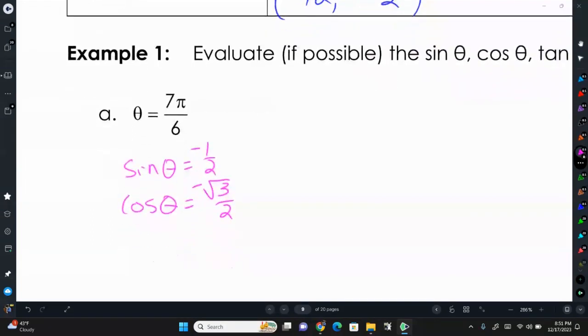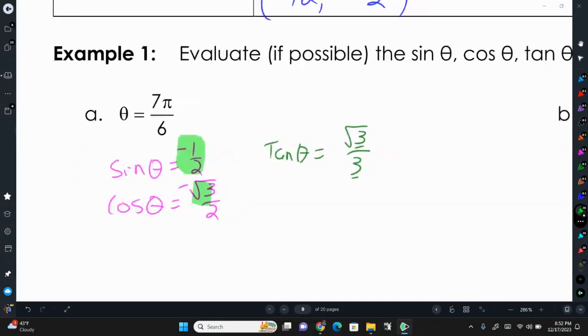Now the tangent for pi over 6, remember I just said, is square root of 3 over 3 because 3 plus 3 is 6. Now, do we have to make this negative? In quadrant 3, tangent is positive because we are dividing sine over cosine. A negative divided by another negative gives us a positive value.